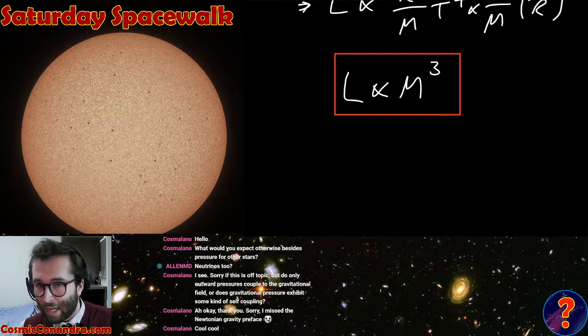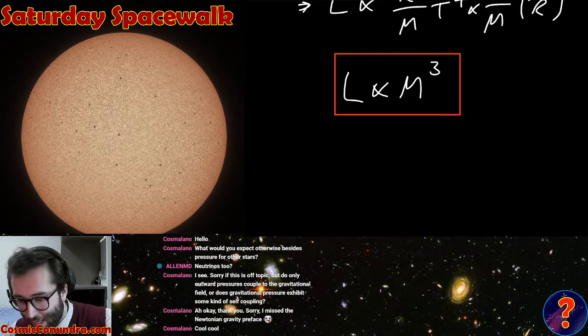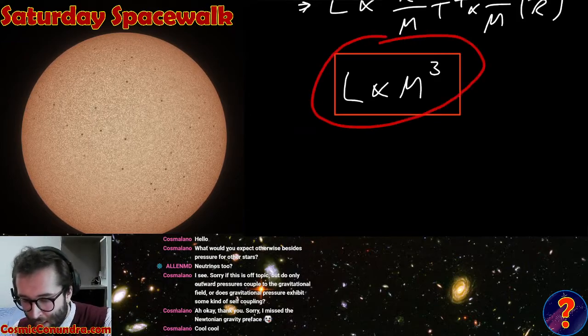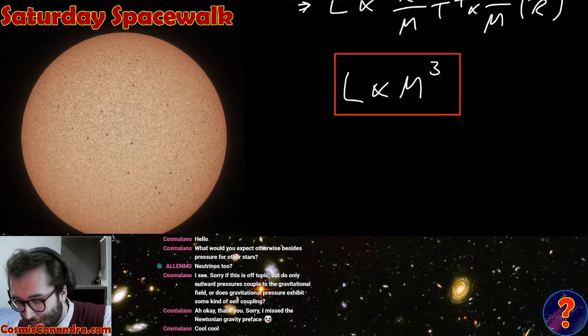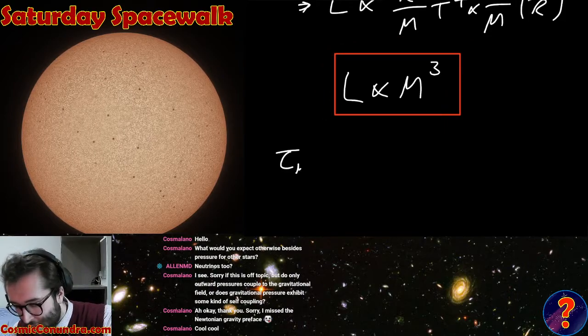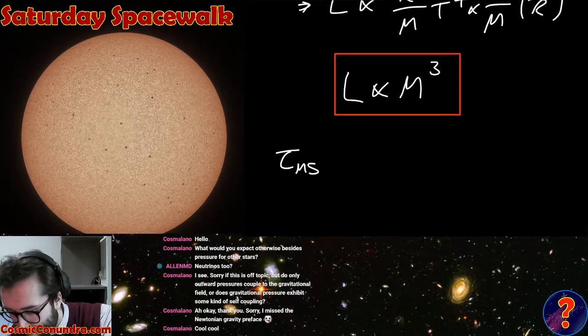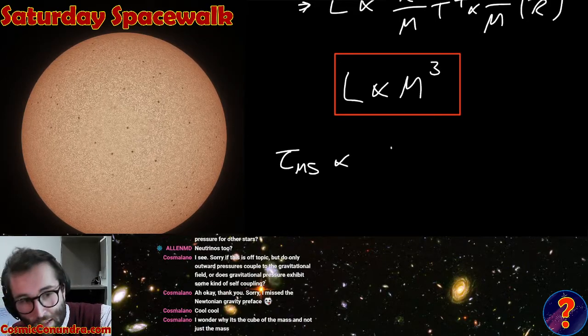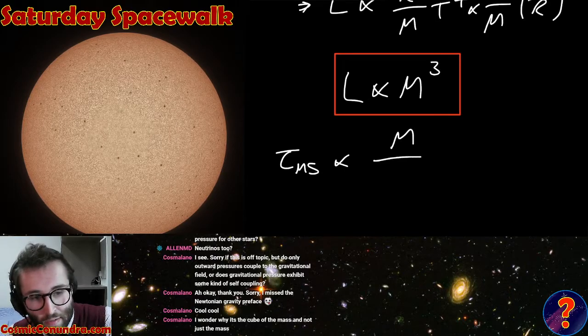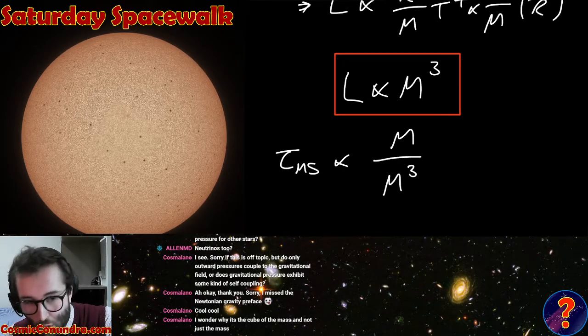So if you want to calculate how long, at this particular rate of energy production, a star with mass m will last, you can say that the time period for the main sequence is going to be roughly the mass of the star divided by the mass cubed of the star.